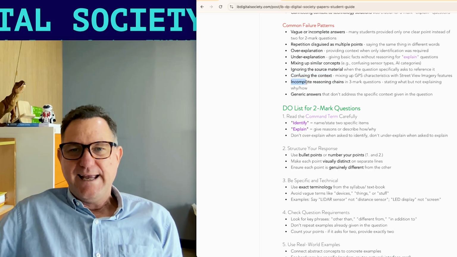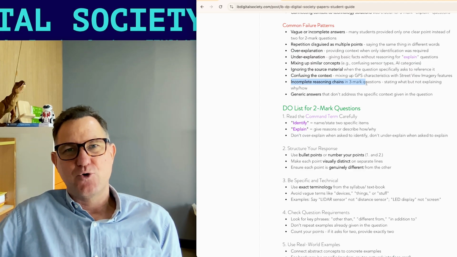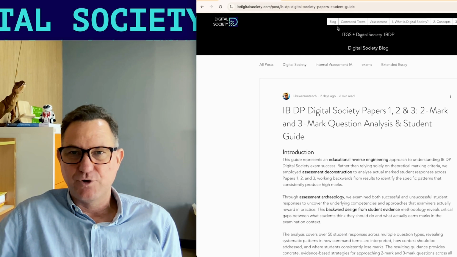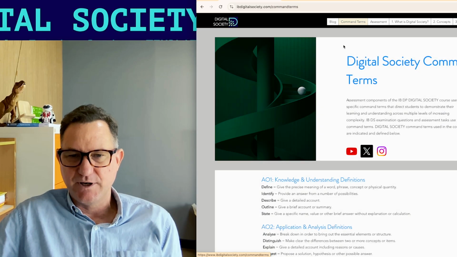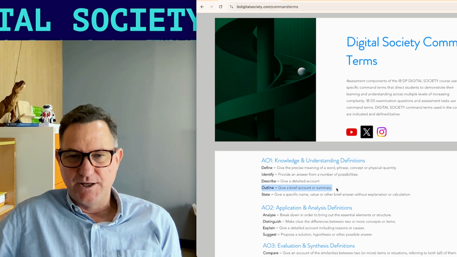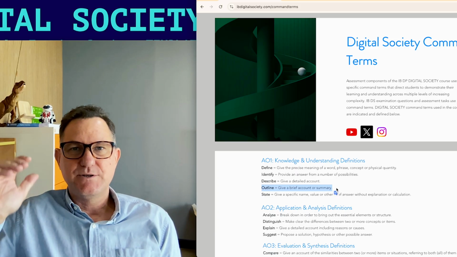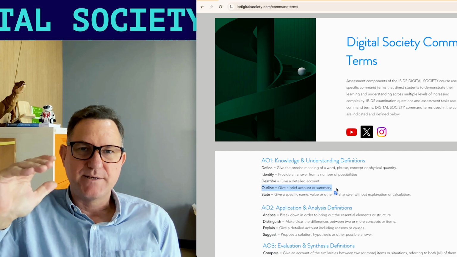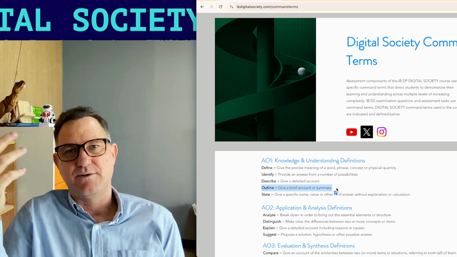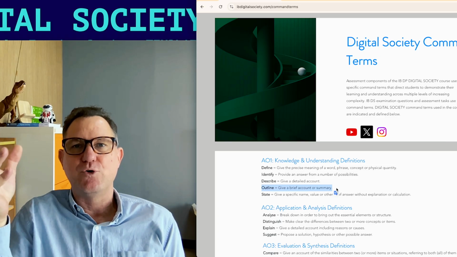Now, this one here, incomplete reasoning in the 3-mark question. If it's a 3-mark question, I've got here the command terms. Let's just give an example. If it's something like outline, give a brief account or summary, an outline is like a step by step by step. Outline how a digital camera takes a photo. Outline how a chatbot works.